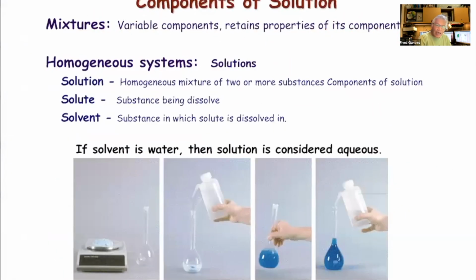And that high point is that whenever you have a solution, remember, a solution in general will always have two components, the solute and the solvent. Together, they form the solution. The solute is basically the minor component. The solvent is the major component. The solute is what is going to be dissolved in the solvent.